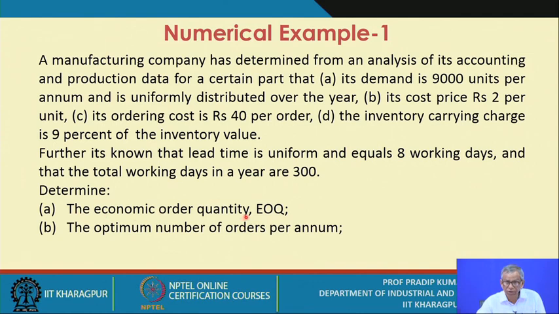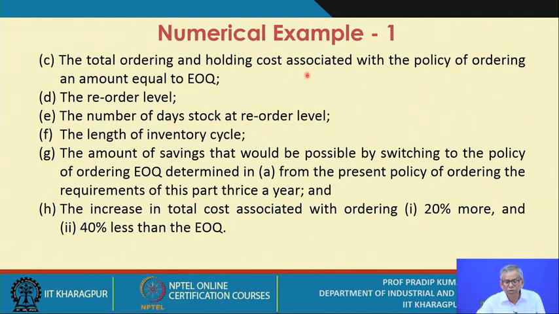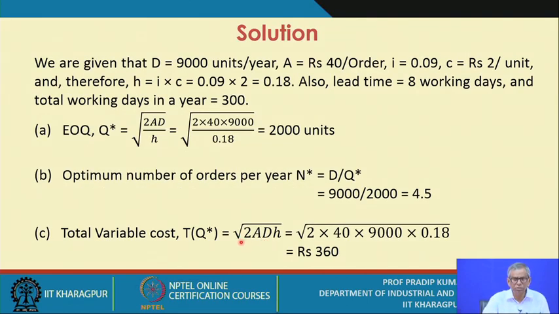Determine the economic order quantity EOQ, the optimal number of orders per annum, the total ordering and holding cost associated with the policy of ordering an amount equal to EOQ, the reorder level, the number of days stock at reorder level, the length of inventory cycle, the amount of savings that would be possible by switching to the policy of ordering EOQ from the present policy of ordering the requirements of this part thrice a year, and the increase in total cost associated with ordering 20% more or 40% less than the EOQ. So all the solution steps are given.